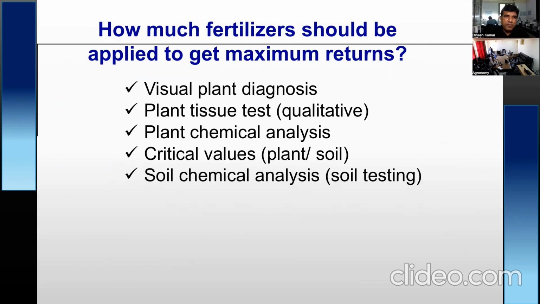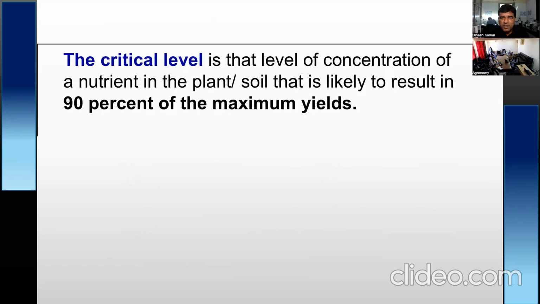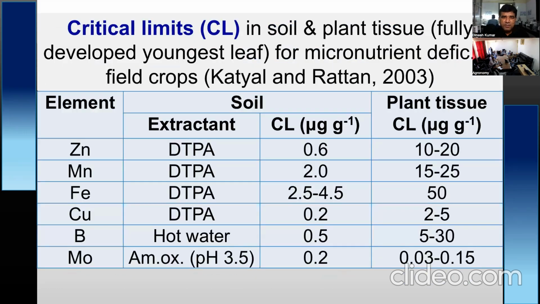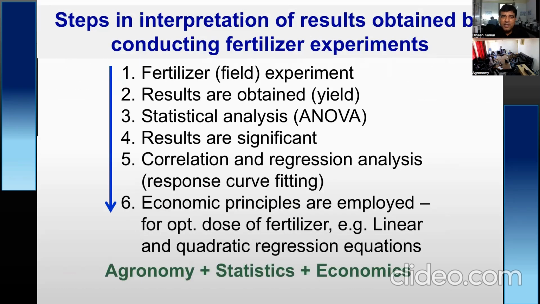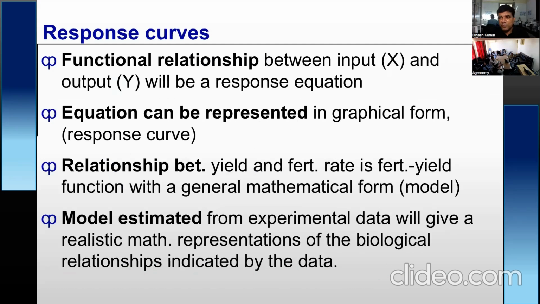You know, there are a number of ways, but the most potent and effective way is to conduct a fertilizer experiment, get the yield data and test it for significance. Fertilizer experiments are conducted, you get the results, go for analysis of variance, F-test. If your results are significant, then go for correlation and regression analysis, and find out the relationship. If it is a quadratic relationship, you can work out the optimum dose of fertilizer.